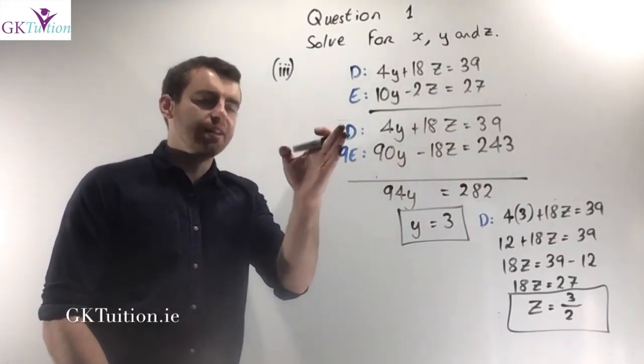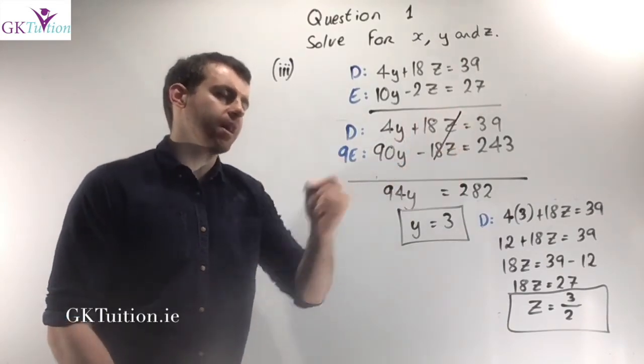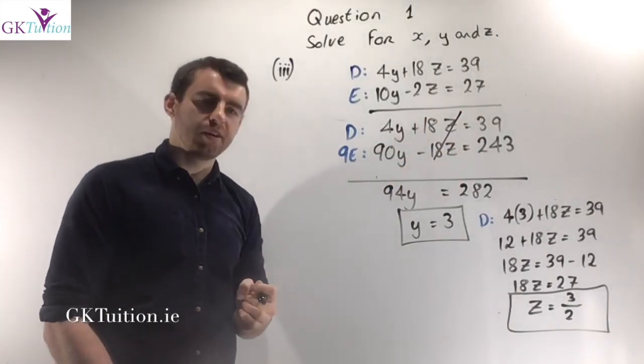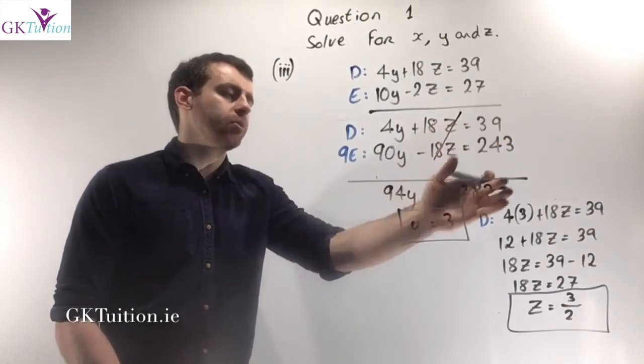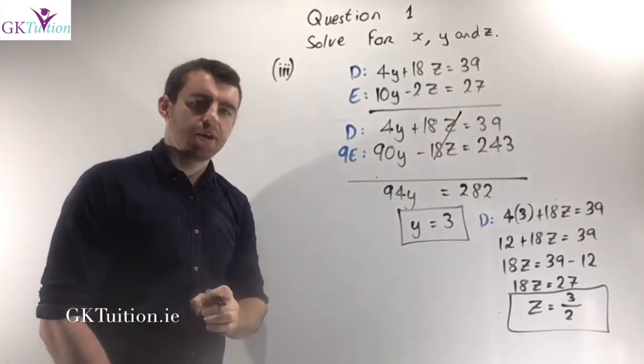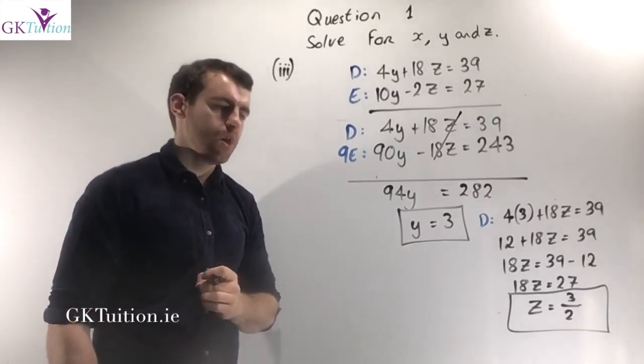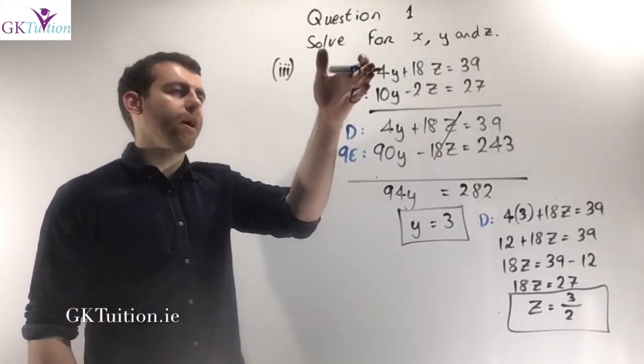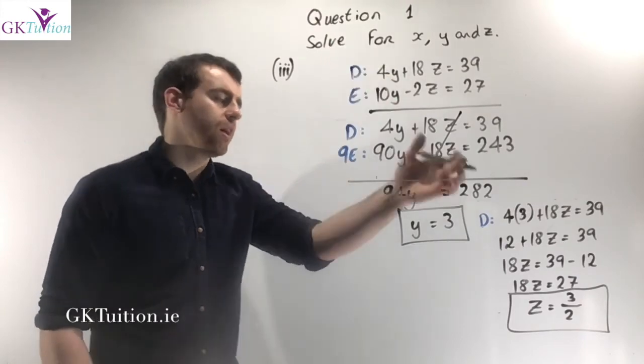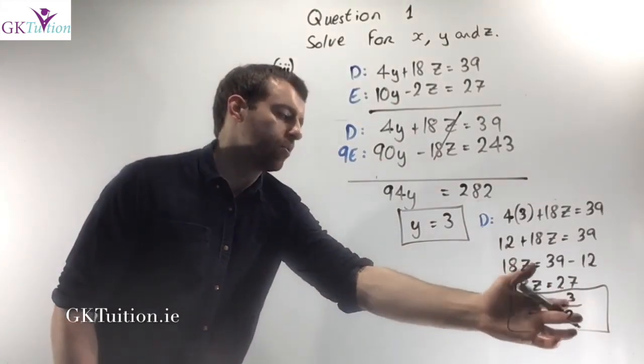If I now add D and 9E, the z's cancel. 90y and 4y is 94y, and if I add my numbers together I get 282. So I divided both sides by 94 and I worked out that y is equal to 3. Once I had a value for y, I subbed that back into the original equation D, and I found the corresponding value for z is 3 over 2.